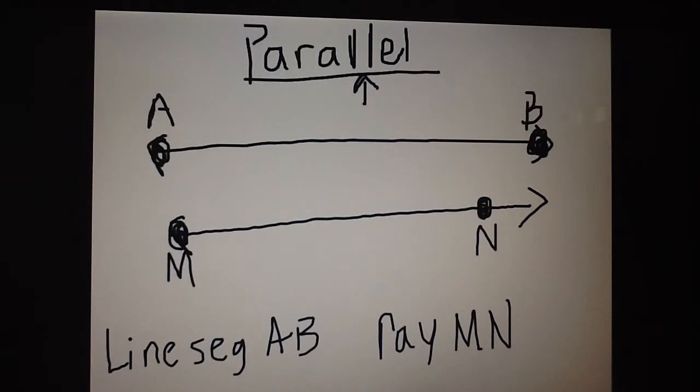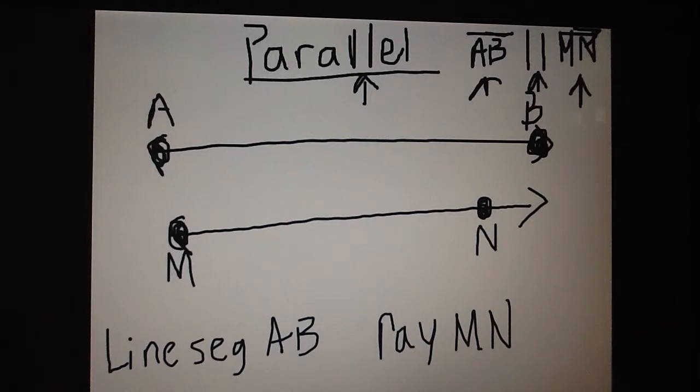Now how would we name this? You would put a line segment, which is a line, and then put AB, and then the parallel sign, the two lines, our parallel sign. And then you would put a ray, MN. Whoopsie. Can't make that into an arrow. So line segment AB is parallel to ray MN. Next.